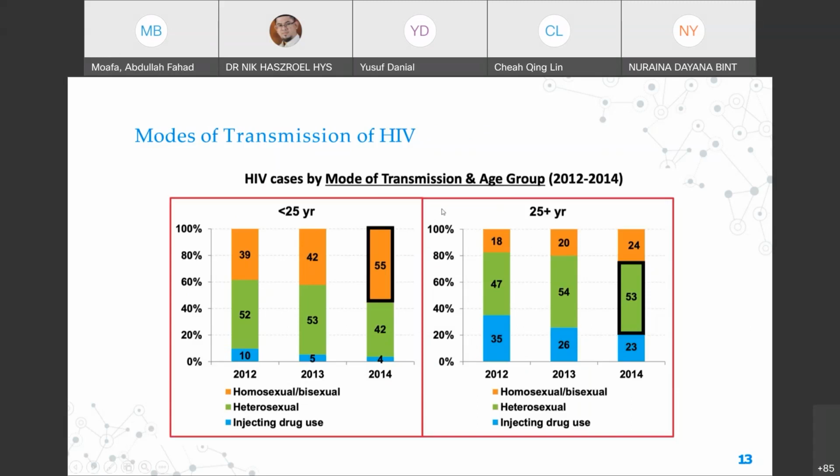Moving on to the mode of transmission and age group. Okay, on the left hand side, you will see the cases among people less than 25 years old from the year 2012 to 2014, and on the right hand side, above 25 years old from the year 2012 to 2014. I'll just emphasize the year 2014. The largest contributing number of cases comes from homosexual or bisexual activities, and that's for ages less than 25. And for above 25 years old, most of the cases come from heterosexual activities. So I think it explains quite the obvious differences in our generations.